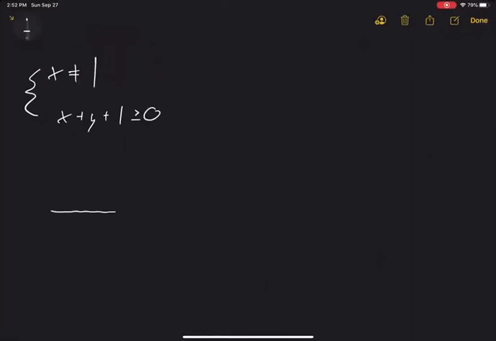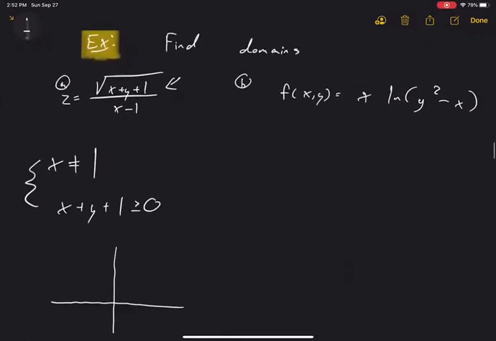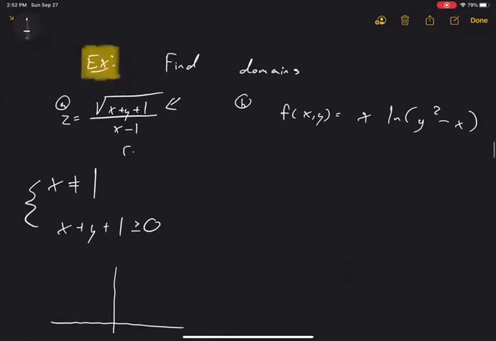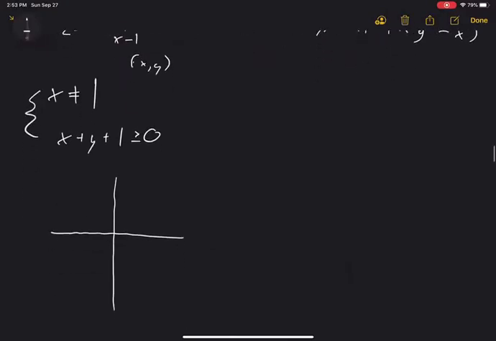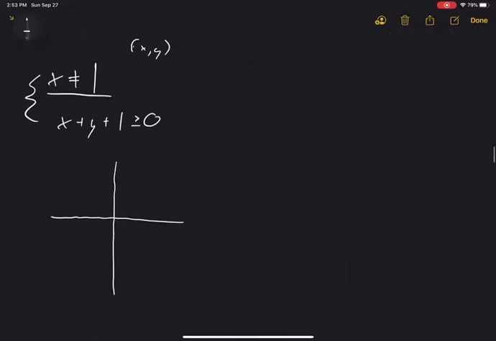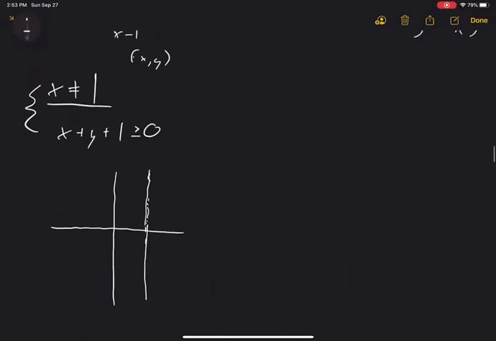So think about it in terms of the xy plane. Instead of having a single number input, our input is now x and y, so it's two-dimensional. So x equals 1, what does that look like in R2? If this is 1, x equals 1 is just that vertical line. So our x cannot be equal to 1.